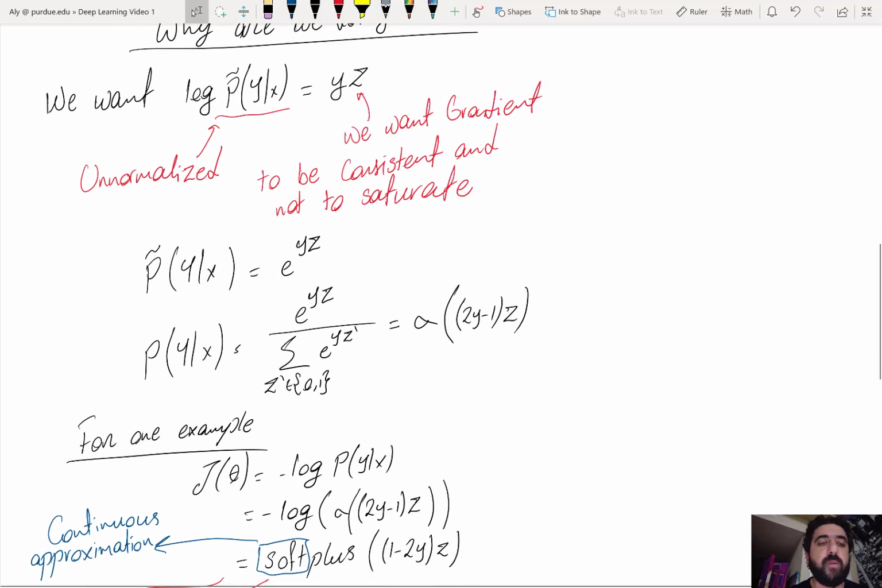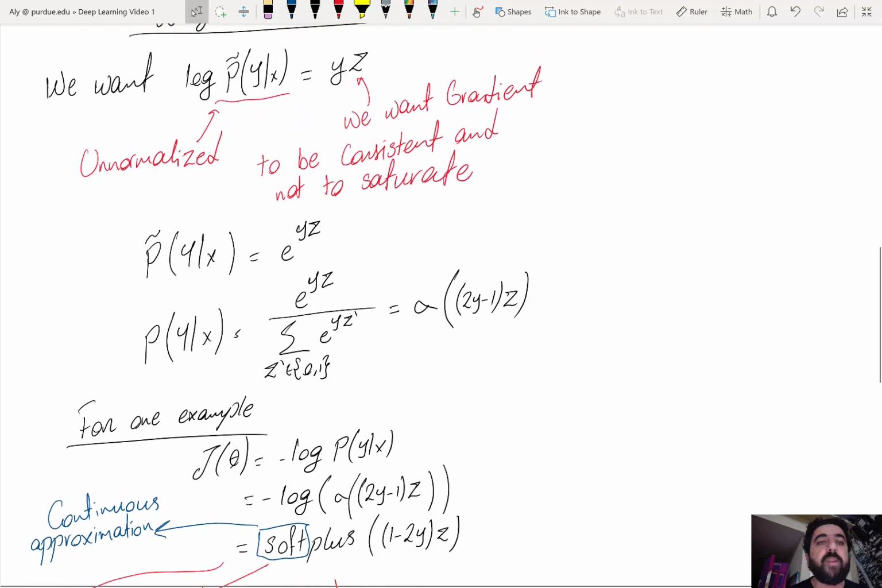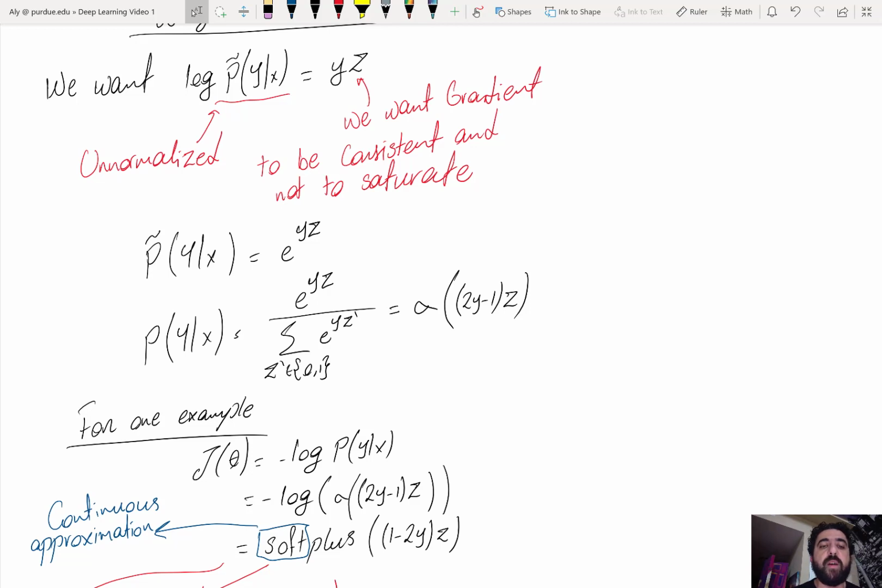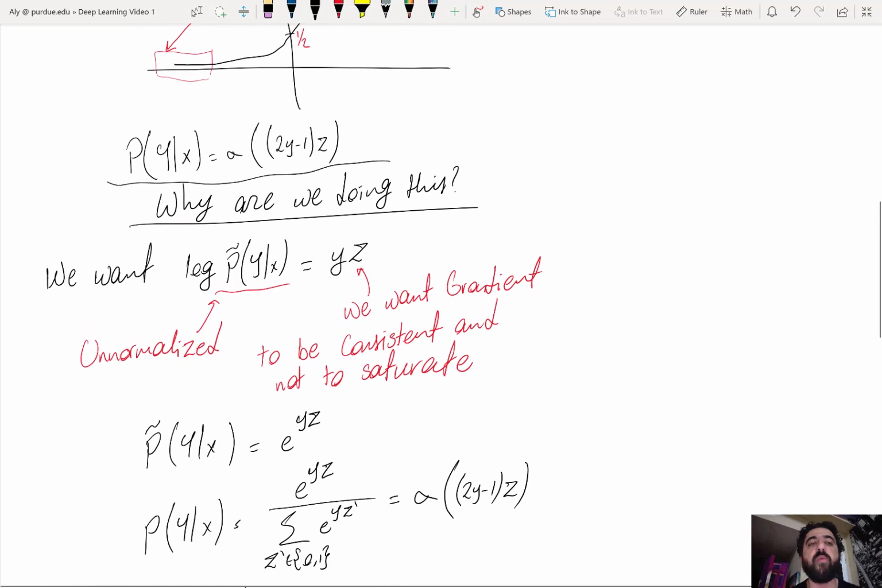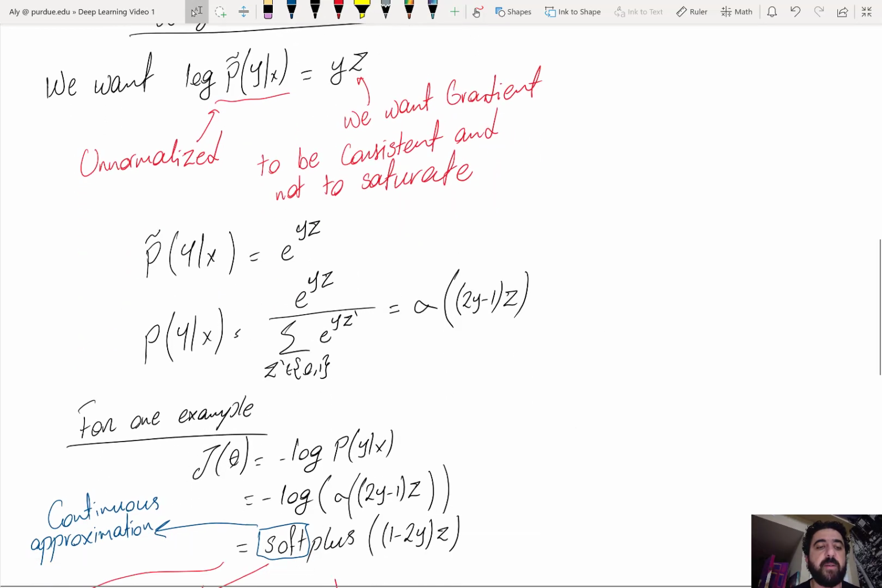through what's called backpropagation. So then p tilde of y given x equals e to the yz. Then p of y given x equals e to the yz over the sum of all possible values of z bar, e to the yz bar. Now, if you compute this, this is exactly the same as sigma of (2y minus 1) times z. And this is the justification of why we estimate p of y given x as sigma of (2y minus 1) times z.